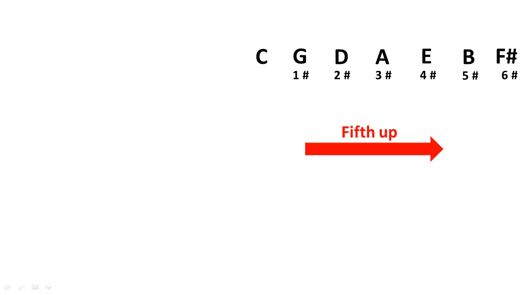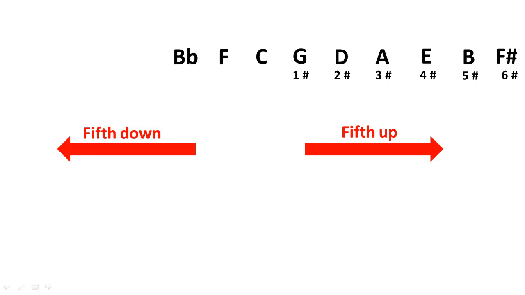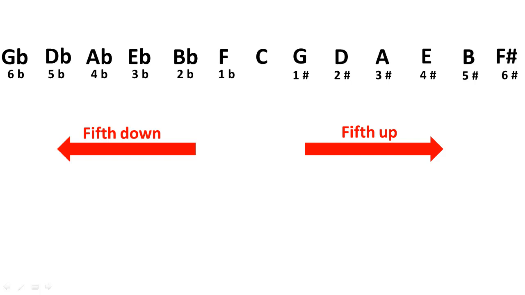When, on the other hand, we started with C going down in fifths, it takes us to F, B flat, E flat, A flat, D flat, and finally to G flat. Every time we go down a fifth, we get one more flat in the major scale. We started with 0 flats in C major and ended with 6 flats in G flat.